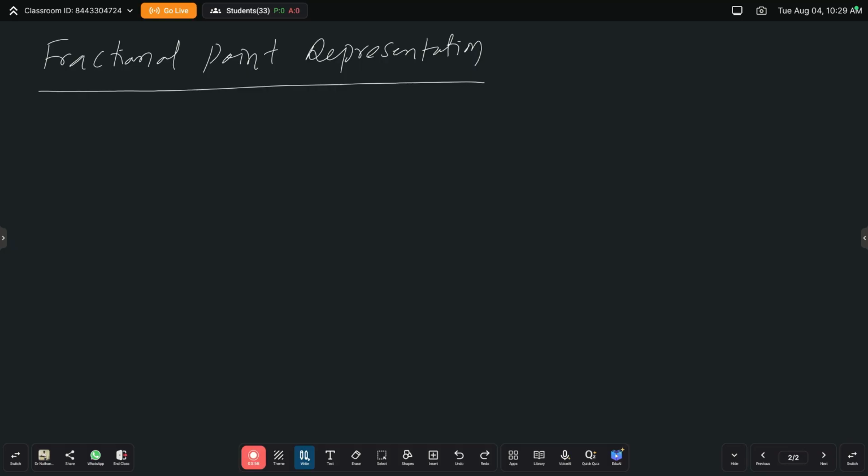Binary point is also called the decimal point. The position of the decimal point is fixed.